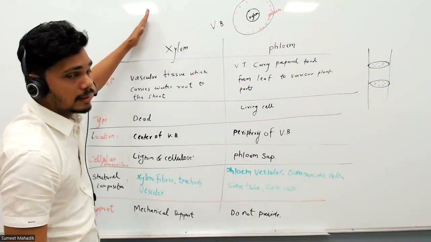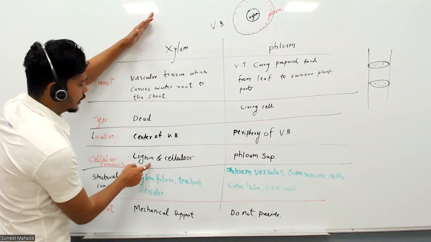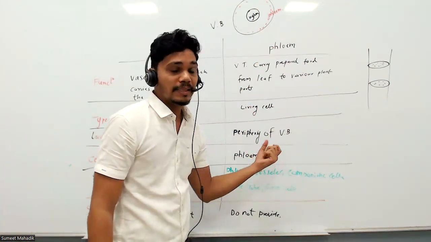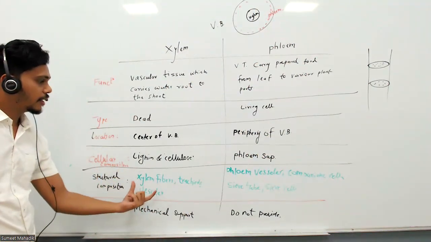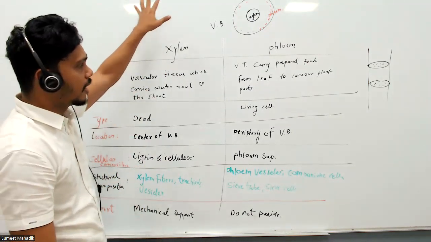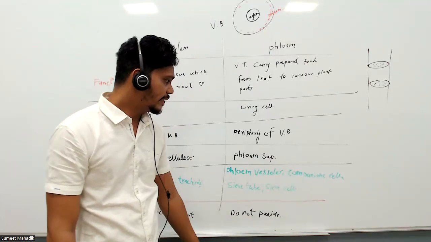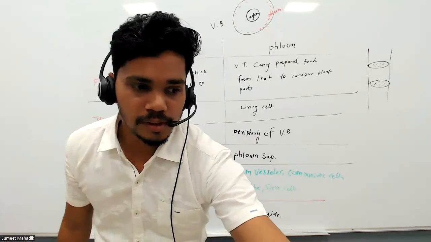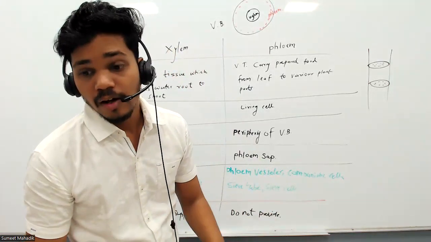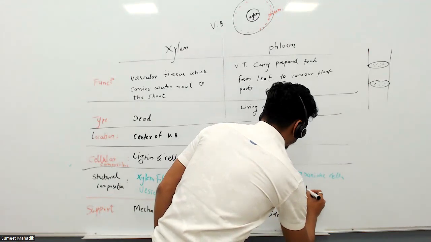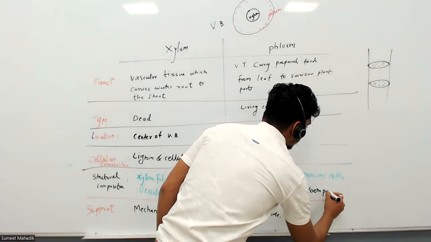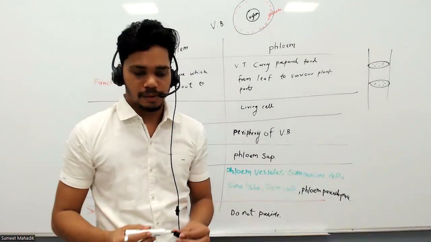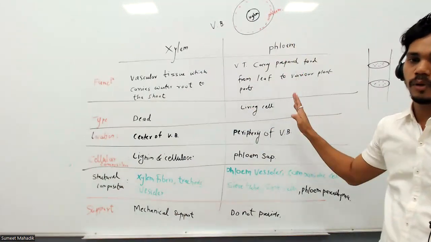Now tell me one thing, the xylem is dead, so it is mostly made up of lignin and cellulose. And the phloem is made up of phloem sap. In structural composition, xylem fibers, tracheates, and vessels are found in case of xylem. In case of phloem, phloem vessels, companion cells, sieve tubes, and sieve cells are found. One more point we have missed: phloem parenchyma is also there, and these are living cells. So here we complete the xylem and phloem differentiation.